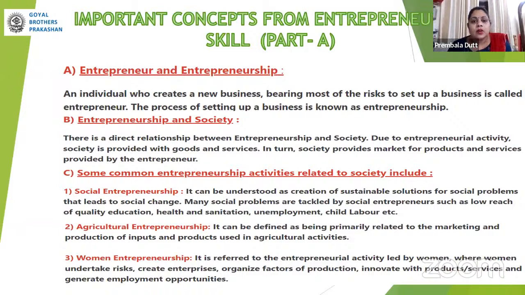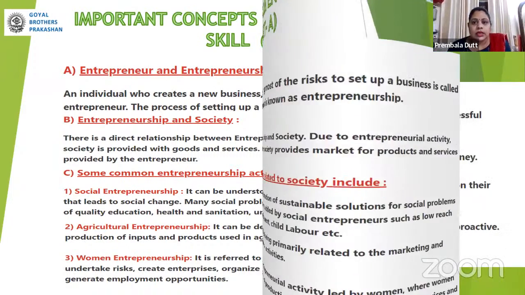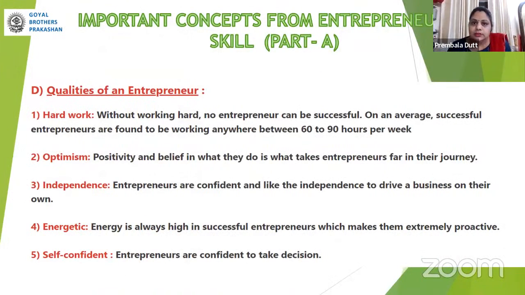So there are some basic entrepreneurship activities, for example, social, agricultural and women entrepreneurship. So just explain them. They should write that in their own words. Then what are the qualities they should possess? Like hard work, optimism, independence. I'm sure you are trained enough to explain these points and the students also have understood these points. So make them write these qualities in a point way.